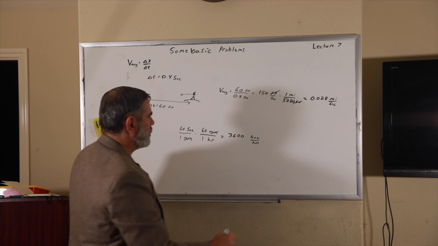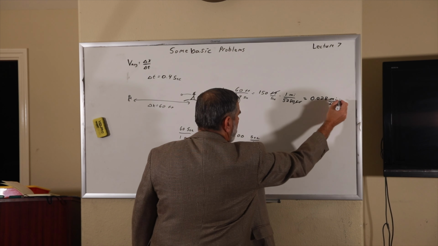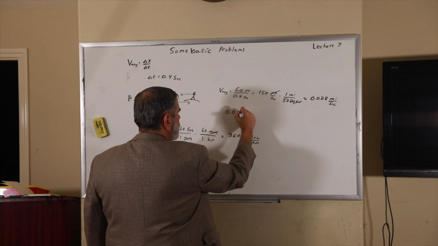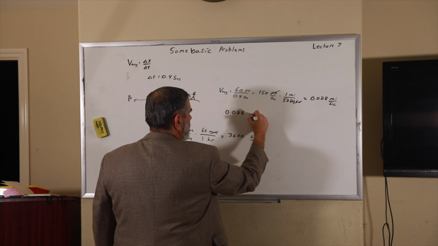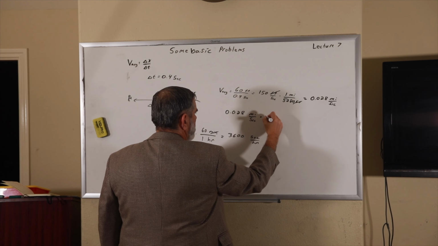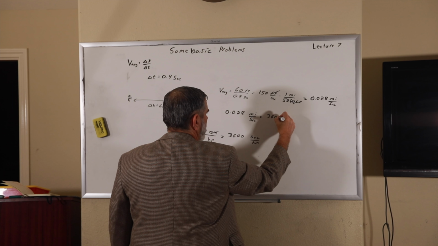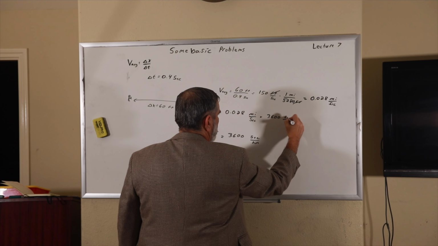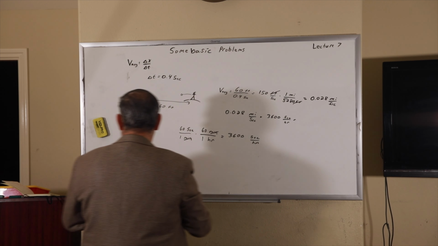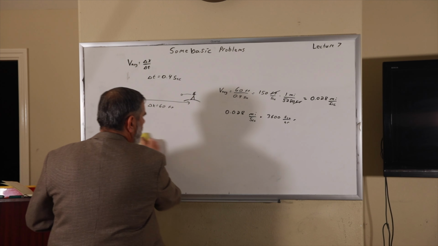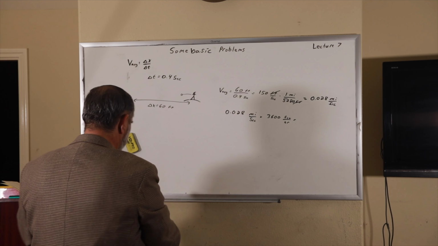And so I can use that conversion factor in here. So 0.028 miles per second times 3,600 seconds per hour will give me what?